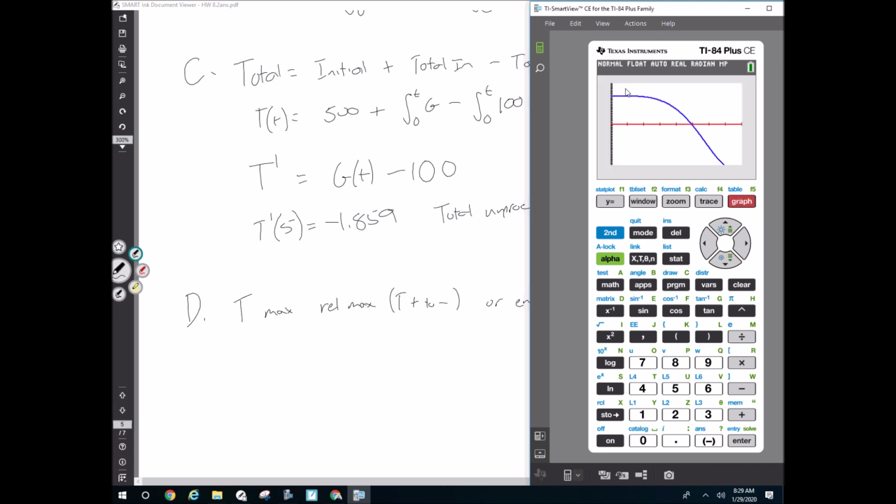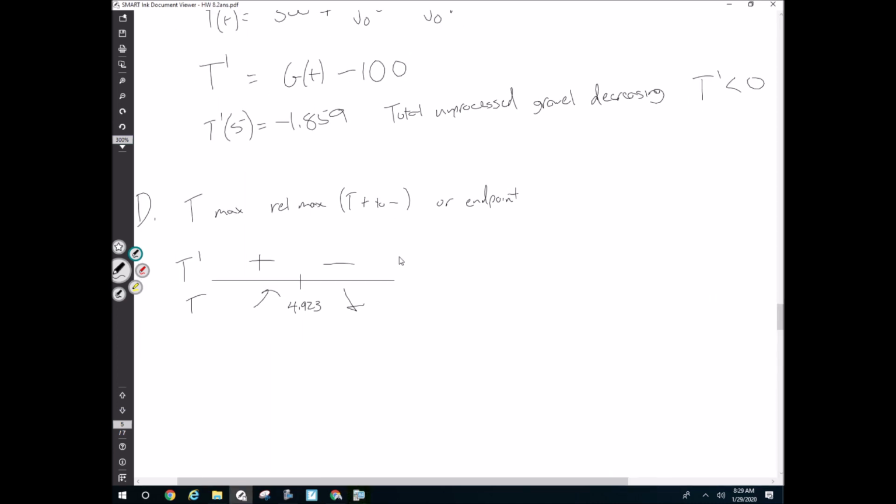Beautiful. So T prime is positive and negative. That means the amount of gravel will be increasing then decreasing. And it changes signs at this 0. Find the 0, 4.923. I know for a fact that must be the location of an absolute max.